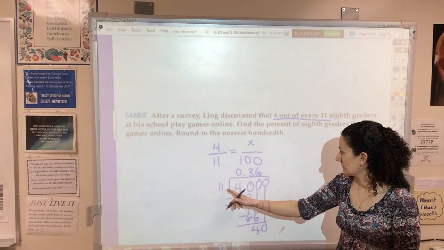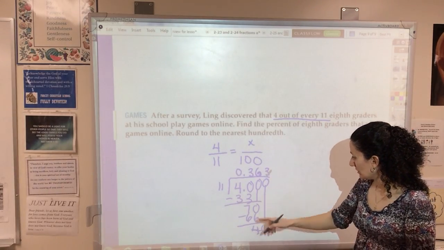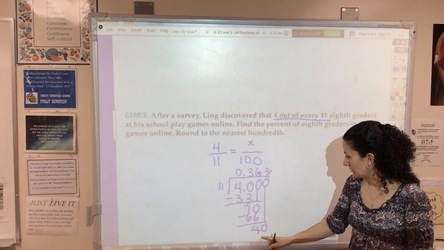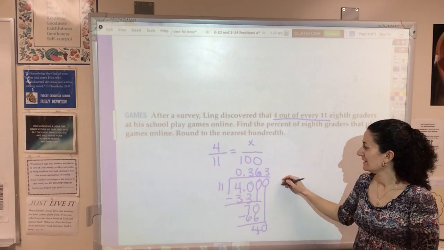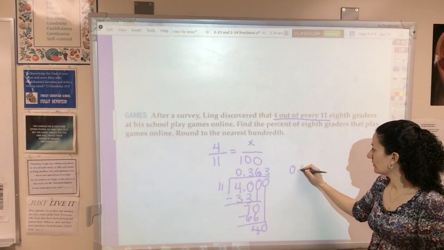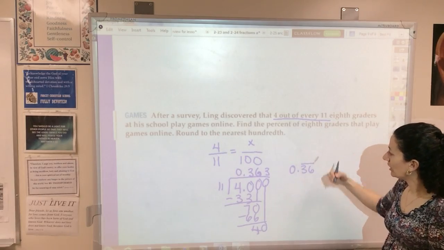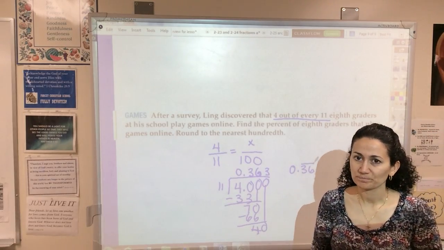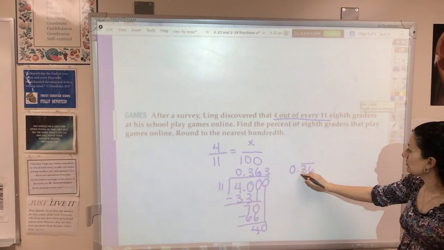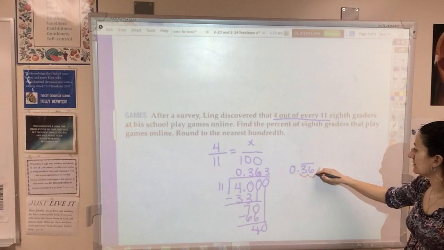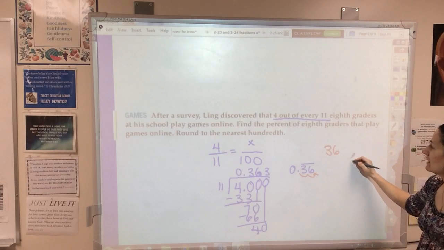I already divided 11 into 40 at the beginning, and it was 3. And you can probably see that if I write down 33, I'm going to get a remainder of 7 again. This is going to repeat. My decimal is going to be 0.363636. So I go ahead and put a bar. That's my decimal. Again, to convert this to a percent, all I'm going to do is move my decimal point 2 times. So my percent is 36%.